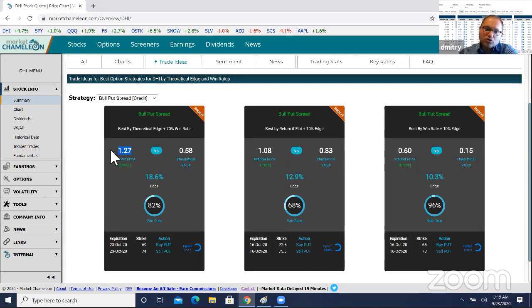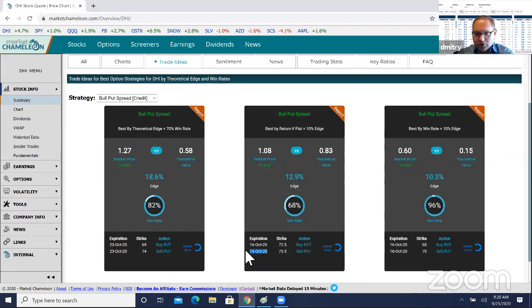Historically, if we used $1.27 as the market price, selling it at $1.27 would have been profitable 82% of the time, meaning that at expiration, 82% of the time you would have been able to buy it back for less than $1.27, resulting in a profit, right? You sell at $1.27, you buy back for $1, you make 27 cents. So that's what this 82% is: how many times you would have been able to close it out at any profit.